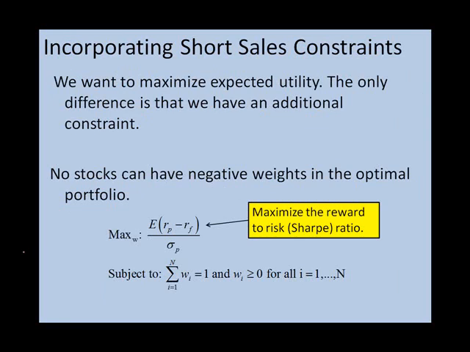We can think about this in terms of risk and return. We have our diagram that we've seen before, where we've got risk measured by standard deviation on the horizontal axis and expected returns on the vertical axis. We have the risk-free rate, RF, and we have our feasible set of investments.